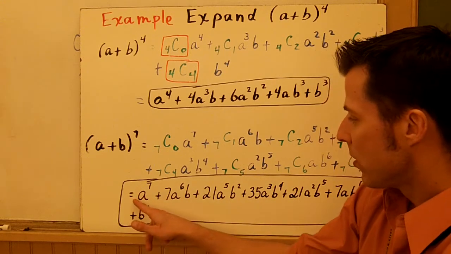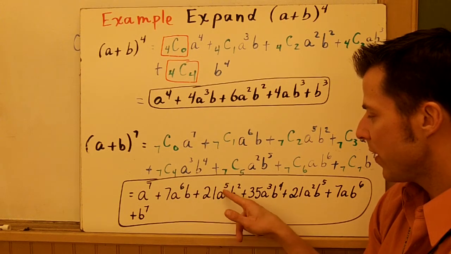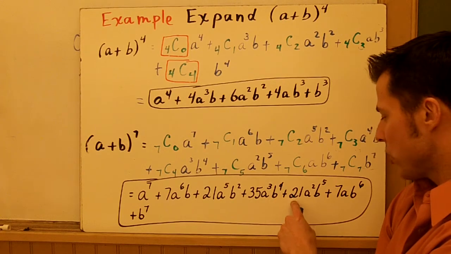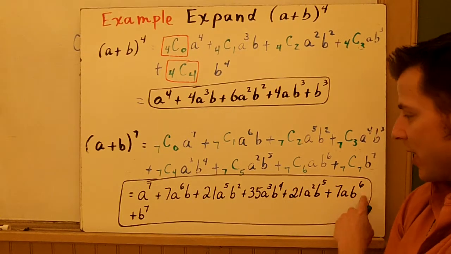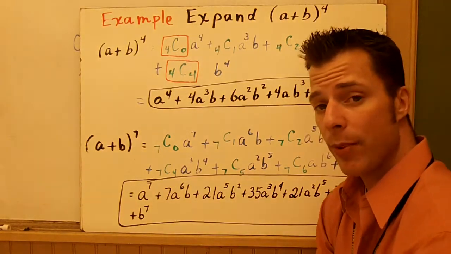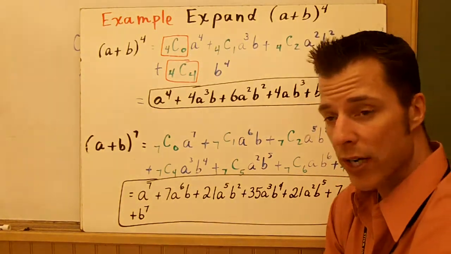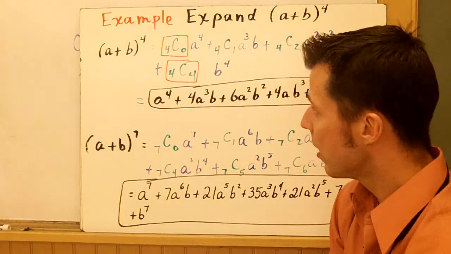So you get a to the 7th plus 7a to the 6b plus 21a to the 5th b squared plus 35a cubed b to the 4th plus 21a squared b to the 5th plus 7a b to the 6th plus b to the 7th. So that's using the binomial theorem to help us. It's much quicker than trying to write out that row of Pascal's triangle all the way to the 7th.